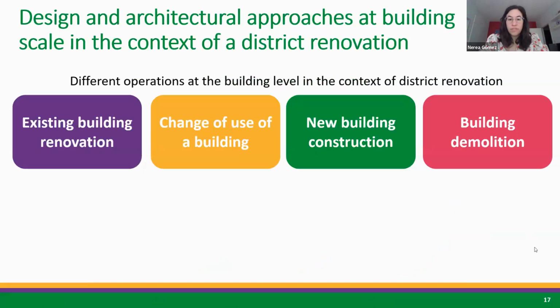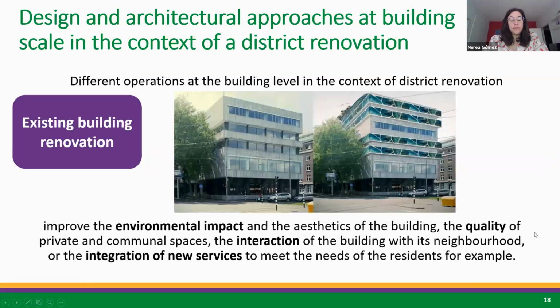So in the context of district renovation, operations at the building level can take various forms. It is therefore essential to apply the principles of the new European Bauhaus to each type of building addressed. So we have existing building renovation, change of use of building, new building construction, and building demolition. Existing buildings can of course be renovated to improve the environmental impact and the aesthetics of the building, the quality of private and communal spaces, and the interaction of the building with its neighborhood. Or another purpose could be the integration also of new services.